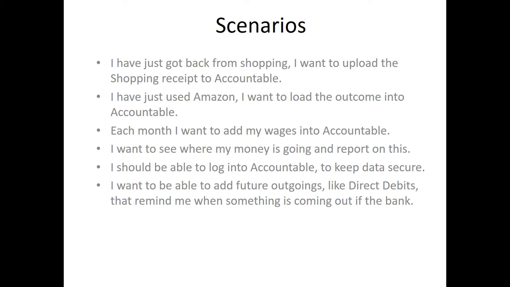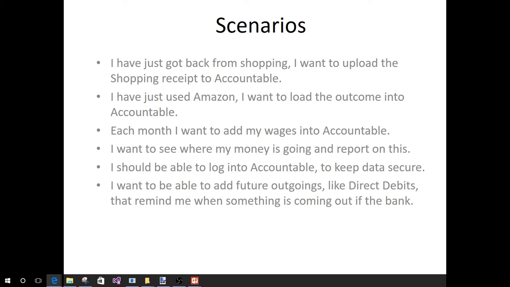You should be able to log into Accountable to keep data secure. So that's a biggie, definitely if you're holding financial information. And I want to be able to add future outgoings like direct debits that remind me when something is coming out of the bank. So I could set up bills within Accountable, load in the direct debit or standing order date, and then on that date it should add a transaction in Accountable, so I don't have to go in every single month and add all my bills. And also, it should notify me.